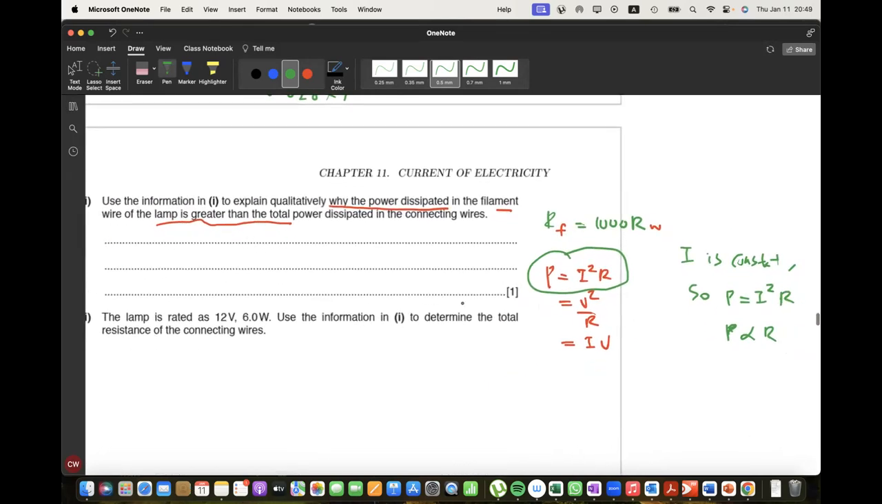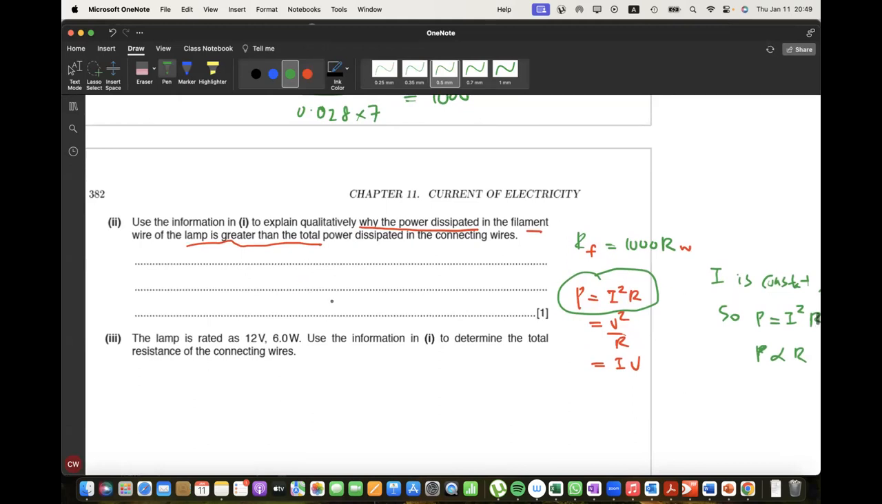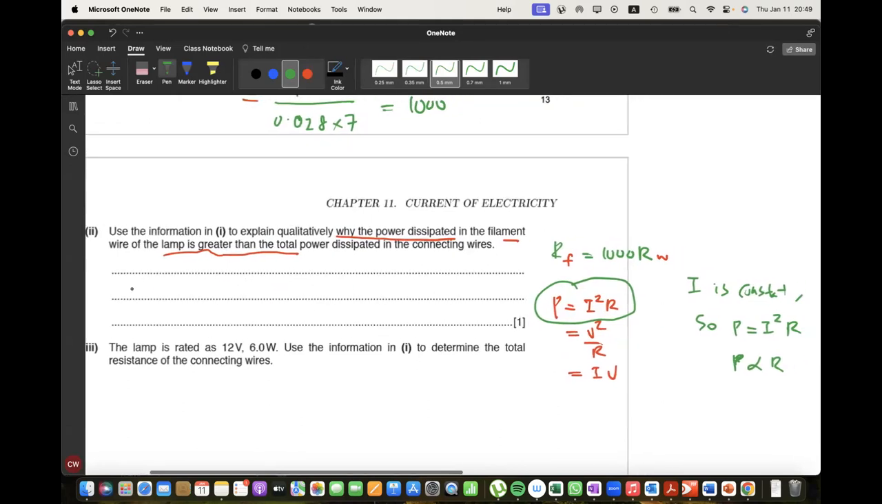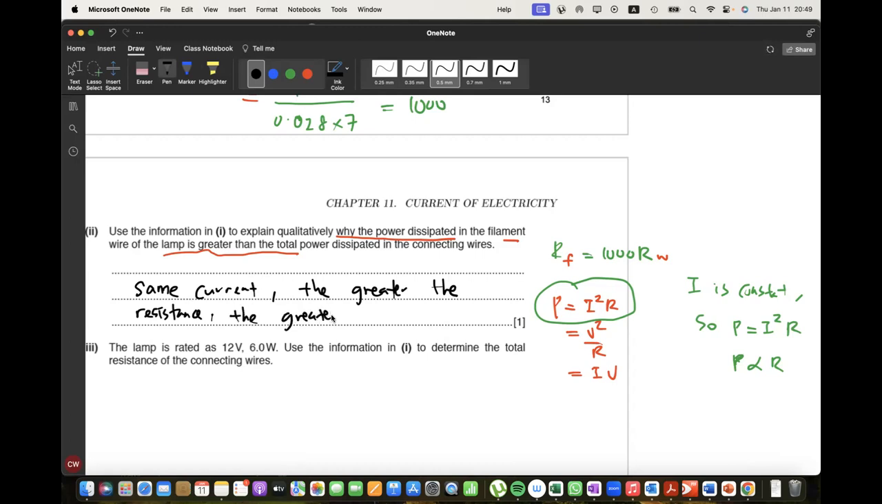Just one more. What do you write here? You have to mention the same current. Write down same current. The greater the resistance, the greater the power. Okay or not? Okay.